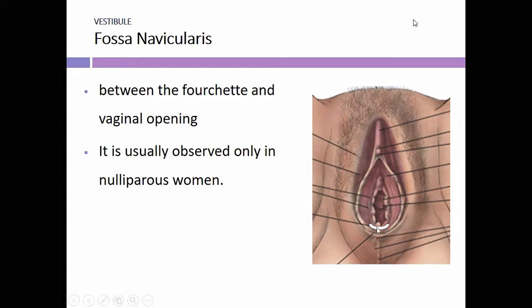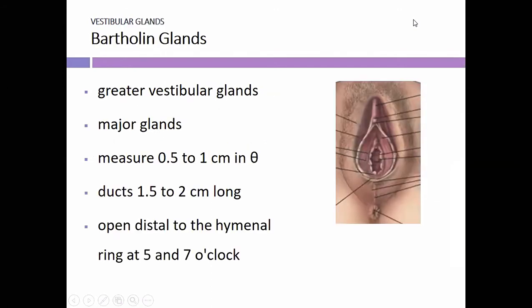Previously, in the old books, it was considered U-shaped when the woman has had a history of sexual contact, while it is V-shaped in women who have not had sexual contact. However, this has already been disregarded, and the reference just describes it as an area between the vaginal opening and the fourchette. Now, another structure is the Bartholin's gland.